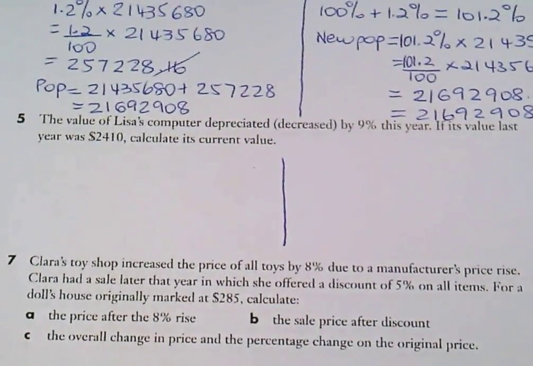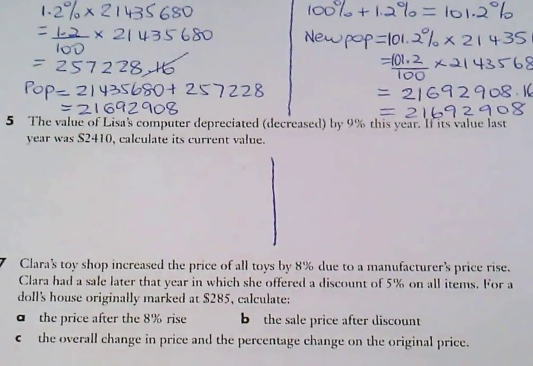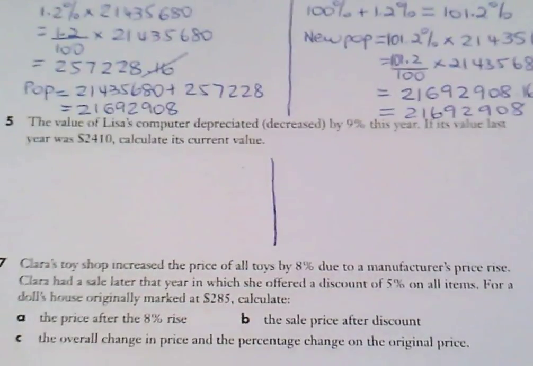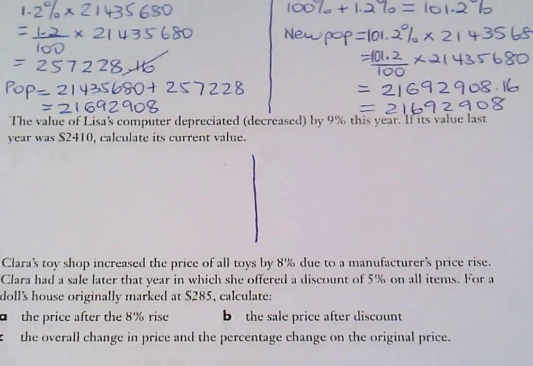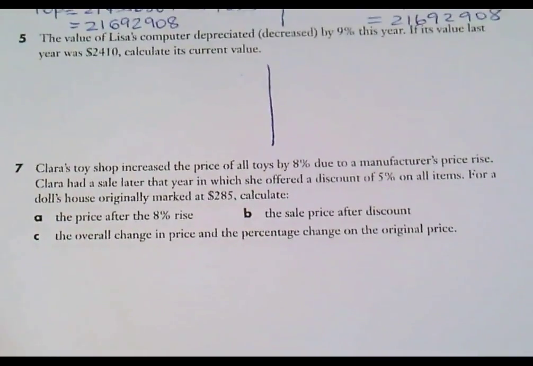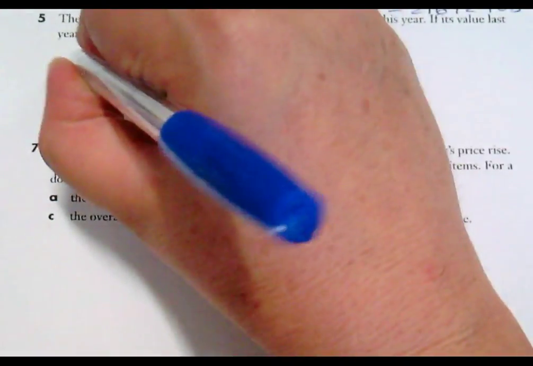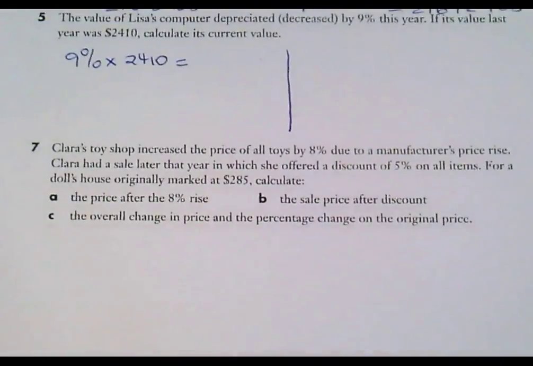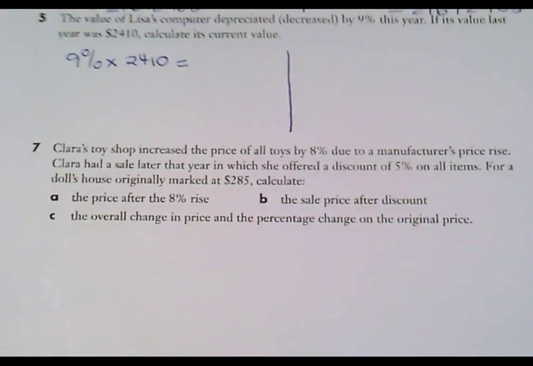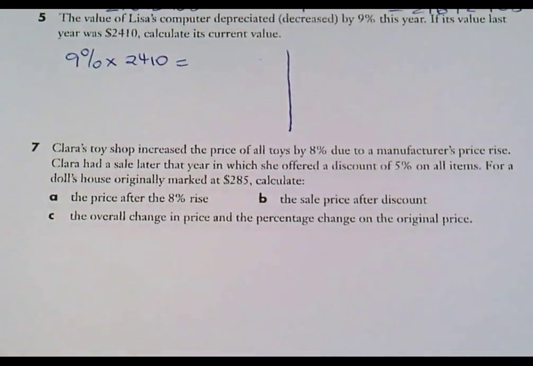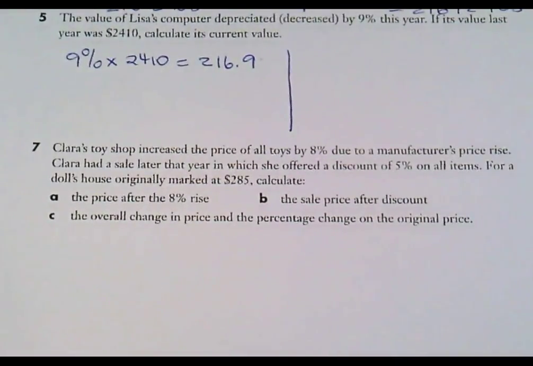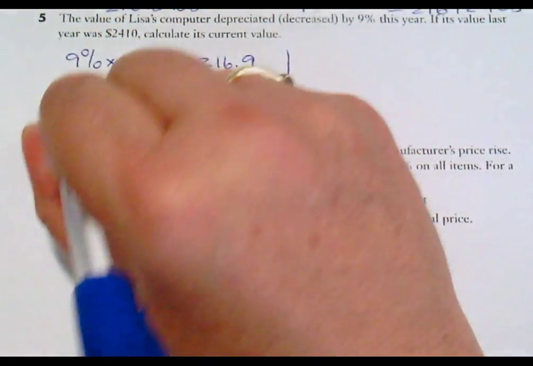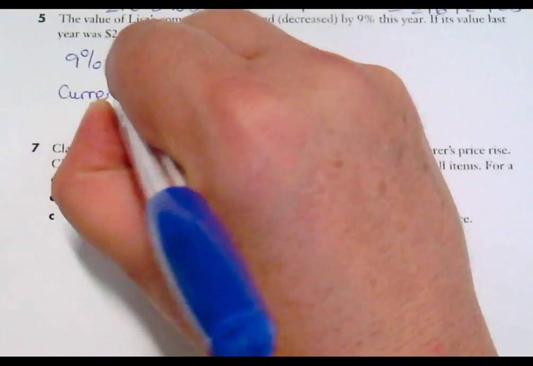So how would you normally have done this? What would you do? The way we would have done this in the past is we would have worked out 9% of the 2,410, and what do we get? Remember, that's 9 over 100 times 2,410. So in other words, it's gone down by 216.9. That's $216.90.